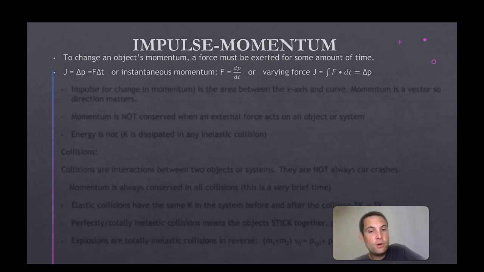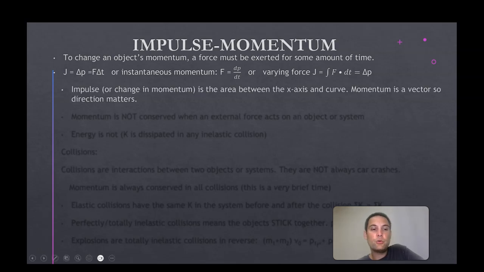Or if there's a varying force, our impulse is going to be the integral of F dt, which is also our change in momentum. Impulse, or change in momentum, is the area between the x-axis and the curve for a force versus time graph. Momentum is a vector, so direction matters.